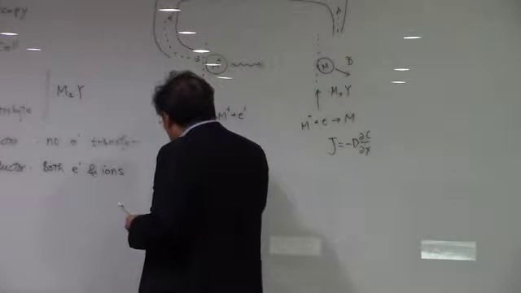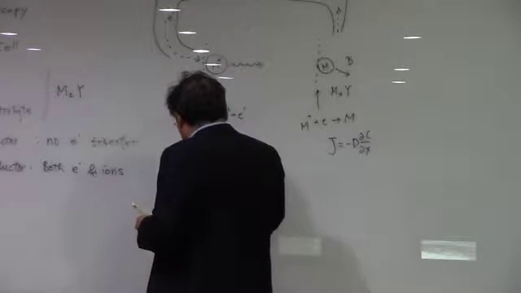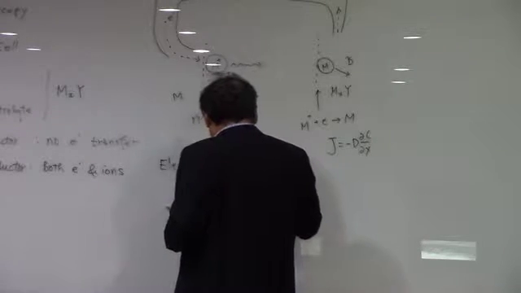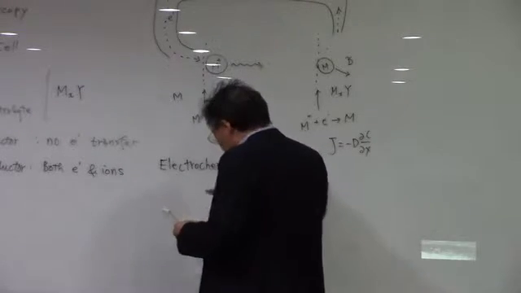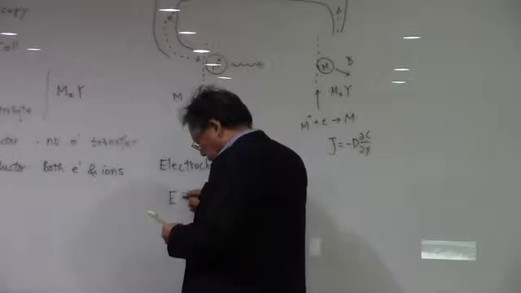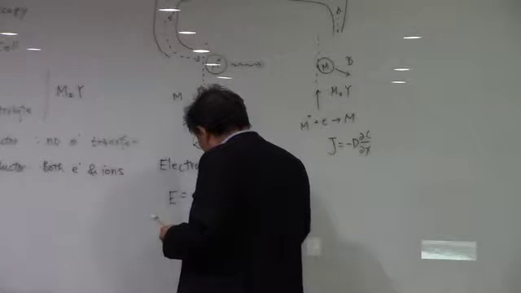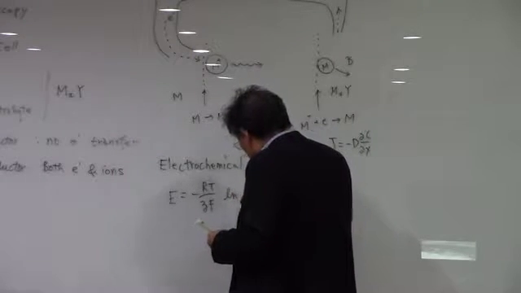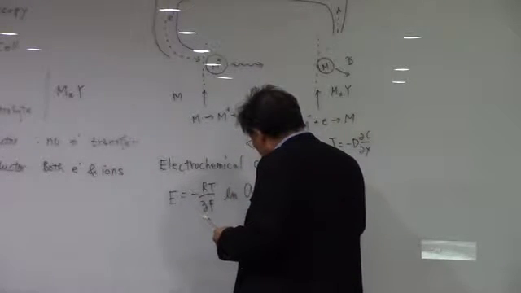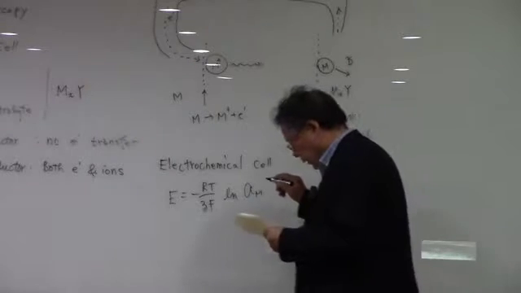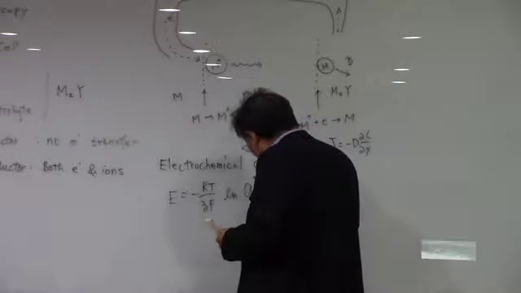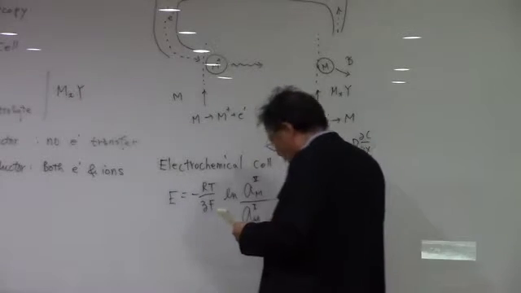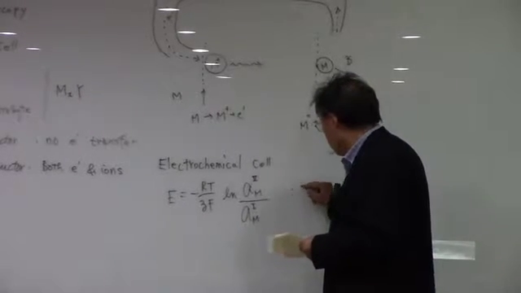And this electrochemical cell has an EMF, determined by the activity of the electroactive species in the cathode and in the anode, and we call this the Nernst equation.